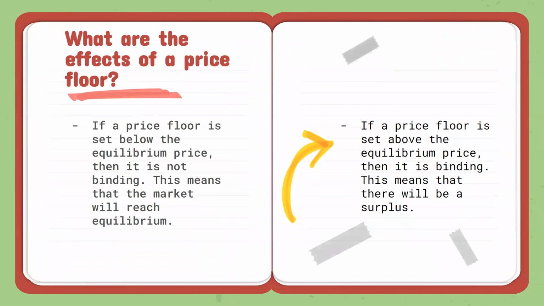Obviously we talked about what a price floor is, but what are the effects of it? Well, if a price floor is set below the equilibrium price, which is when supply and demand are balanced, then it is not binding. And the opposite is also true. If the price floor is set above the equilibrium price, then it is binding, which essentially makes it illegal to buy or sell items below the price floor.